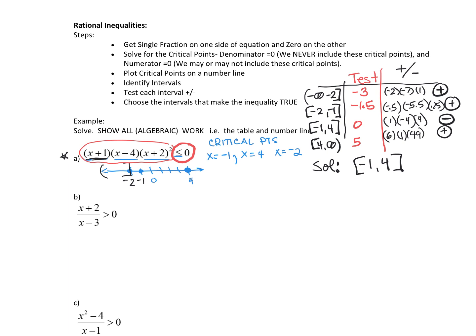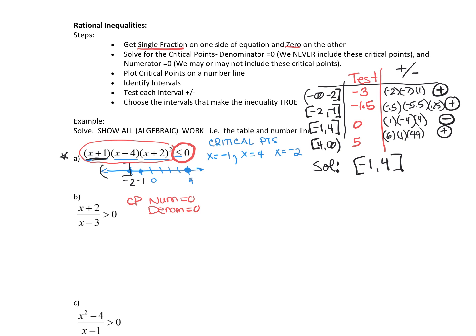So let's look at the steps above, because doing a rational inequality is not much different. When we do a rational inequality, we want a single fraction on one side of the equation and a 0 on the other. And we solve for our critical points. So in the last example, the critical points were what made it equal to 0. And for a rational function, the critical points are going to be the numerator equal to 0 and the denominator equal to 0. We're going to plot the critical points on a number line just as we did before, identify our intervals, test the intervals, and then choose our intervals to make the inequality true.